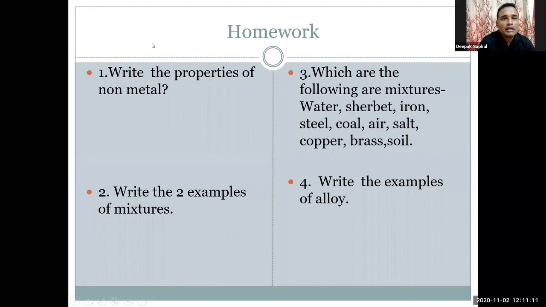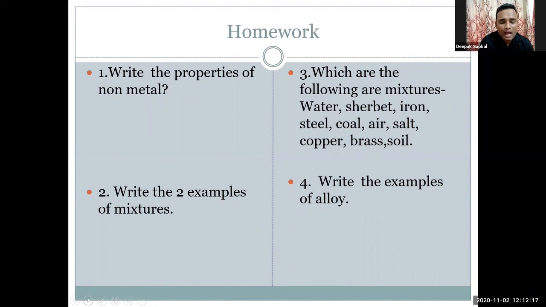Okay, now there is a homework. What is a non-metal? Then write two examples of mixture. Simple questions have been given there. You can search and find them out from your textbook.